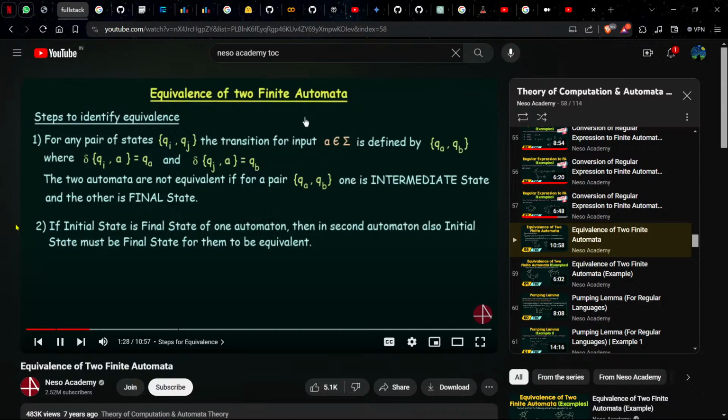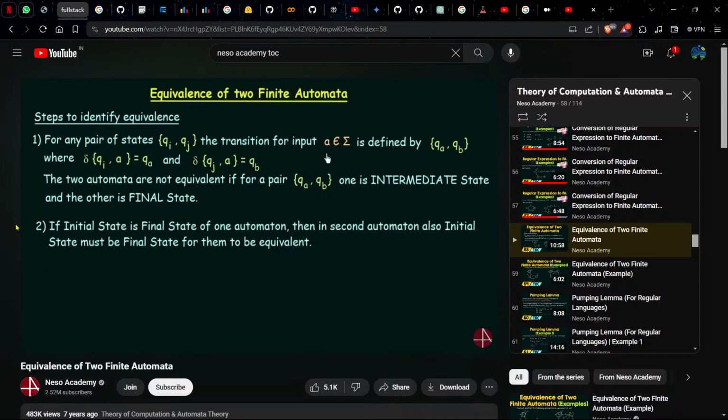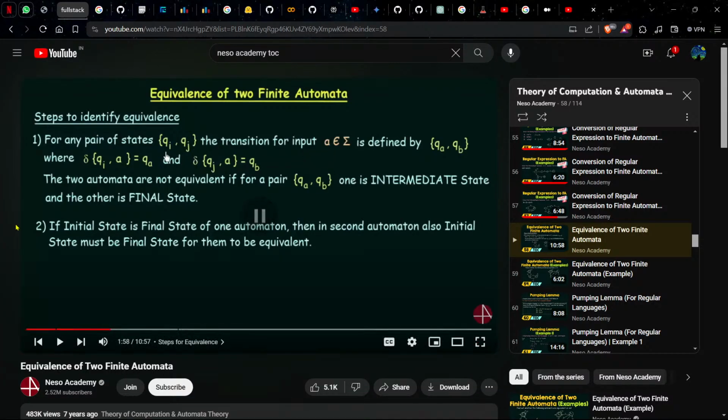pairs of states, one from the first automaton, the other from the second automaton. And let's say we get a pair Qi, Qj. And then let's say we have input a which is there in both automata, and we will see the transition of these pairs on getting the input a. That means where does this Qi from the first automaton go to on getting input a, and where does the state Qj from the second automaton go to on getting this particular input a. And let's say that Qi goes to Qa and Qj goes to Qb on getting this input a in both the automata.